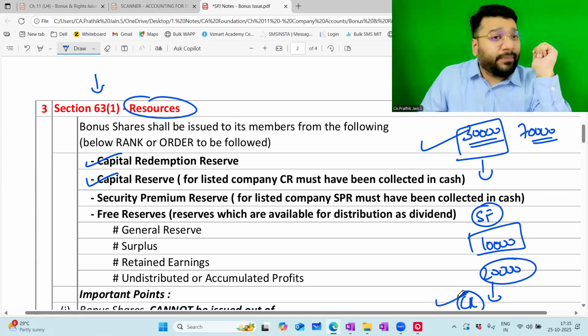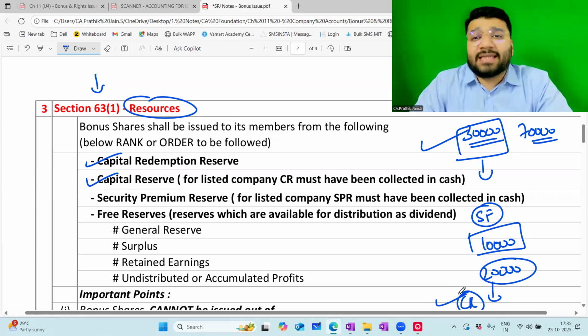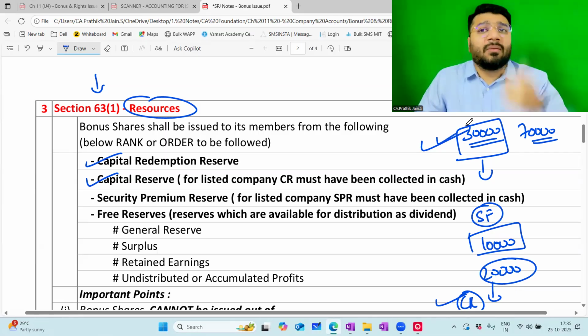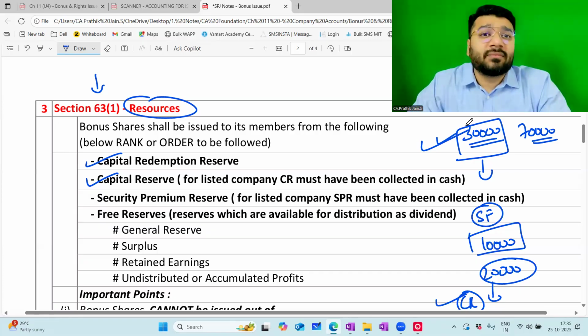Now, my question is, is this capital reserve realized in cash or not? 100%. Because 30,000 money came in, no? From the bank, share application money came in. That money only I forfeited. So this capital reserve has come in the form of cash. Okay, not okay?